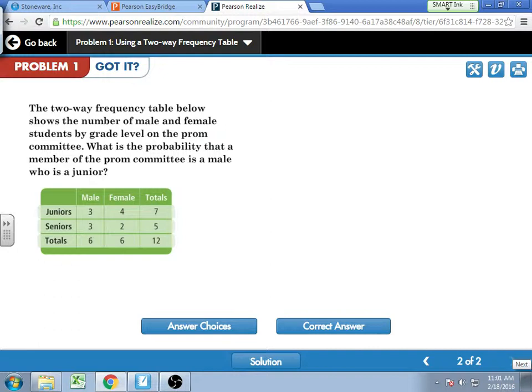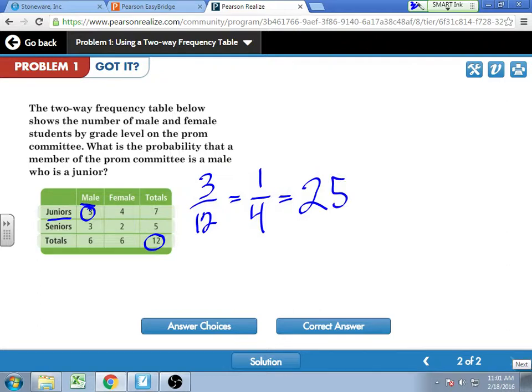What is the probability that a member of the prom committee is male and a junior? What is the probability that a member of the prom committee is a male that is a junior? 25%. Yeah, because I look at male juniors and I have 3 out of 12 people. That's 1/4 or 25%.